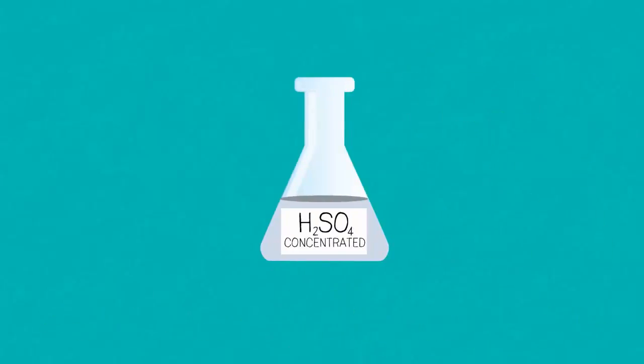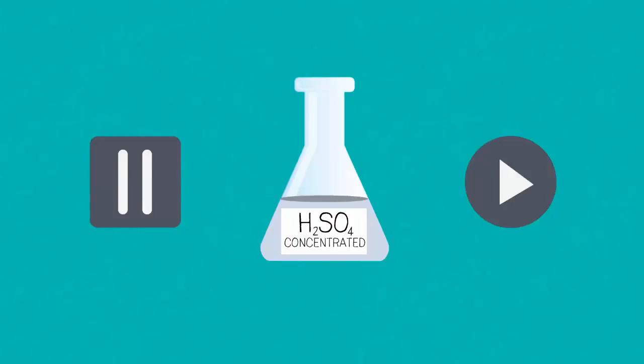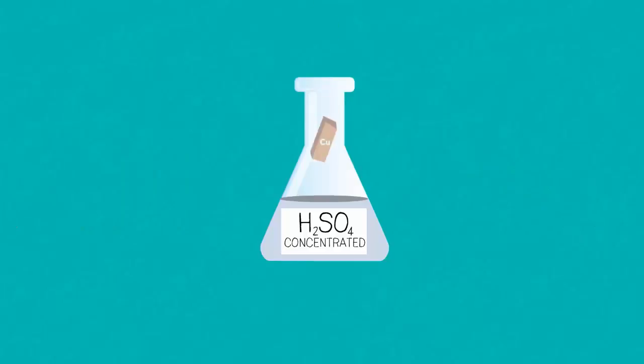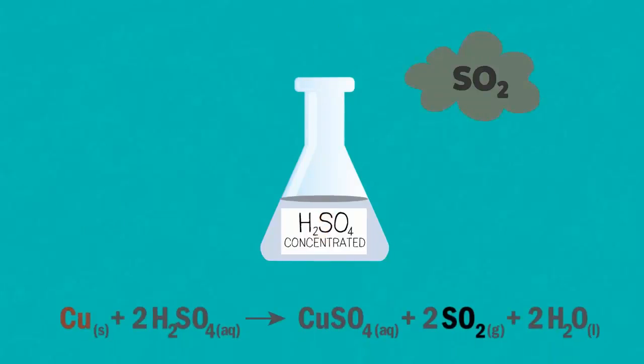Finally, what about when copper reacts with concentrated sulfuric acid? Can you predict what will be produced? Pause the video, try and write an equation, and continue when ready. The correct answer is that sulfur dioxide is formed in the following reaction. The sulfur dioxide produced in this reaction is toxic, so care must be taken.